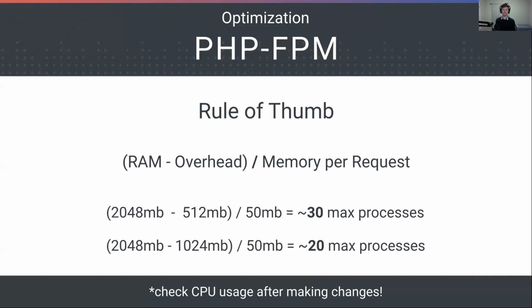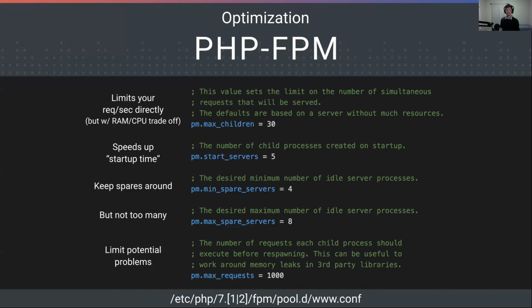So in that case, that brings it down to 20 max processes, because we are allocating half the RAM to overhead and saying the other half can be used for PHP-FPM and Nginx, or PHP-FPM in this case. So that gives us 20 max processes. That gives us a value for max_children. And of course, remember, that's based on RAM. So also check your CPU usage after you make changes like that as well.